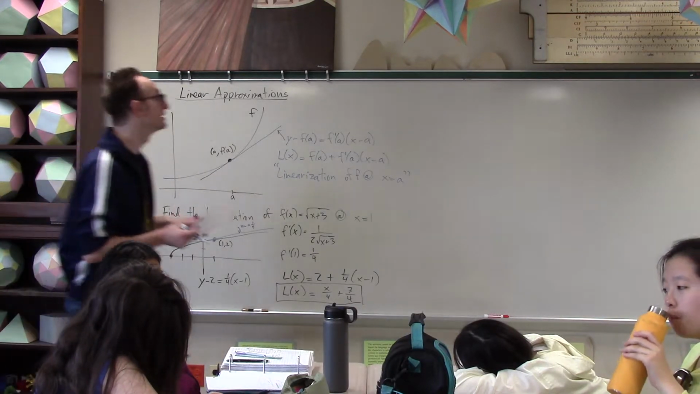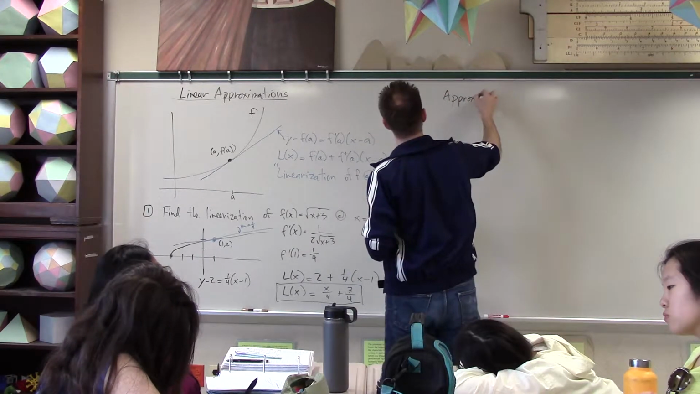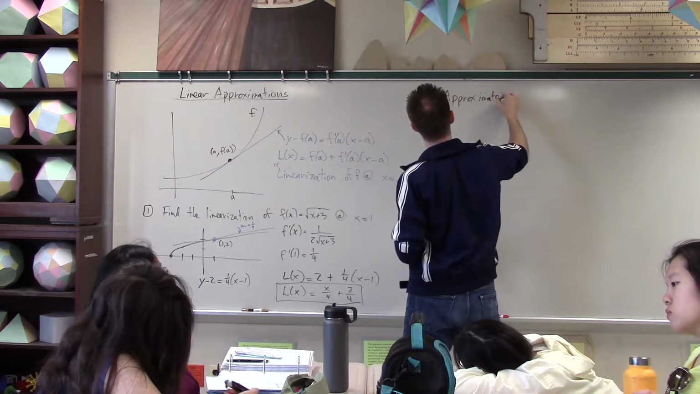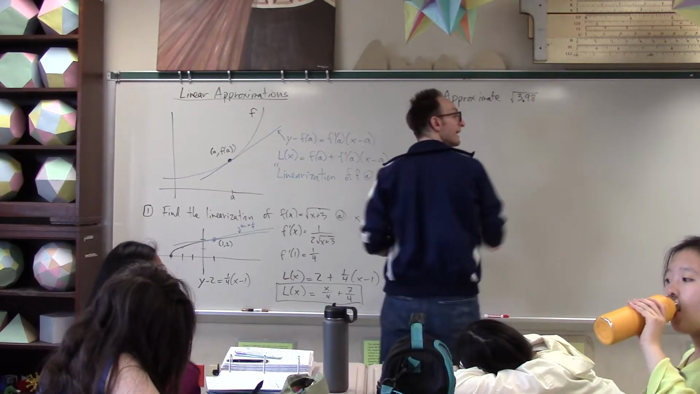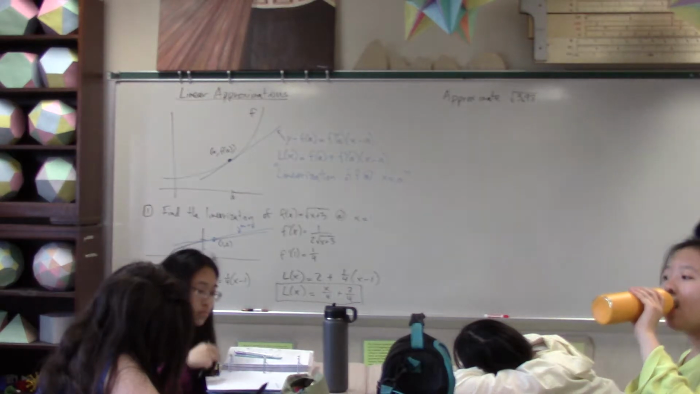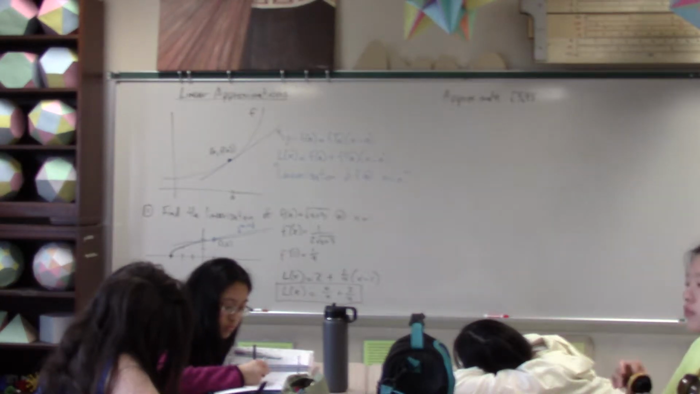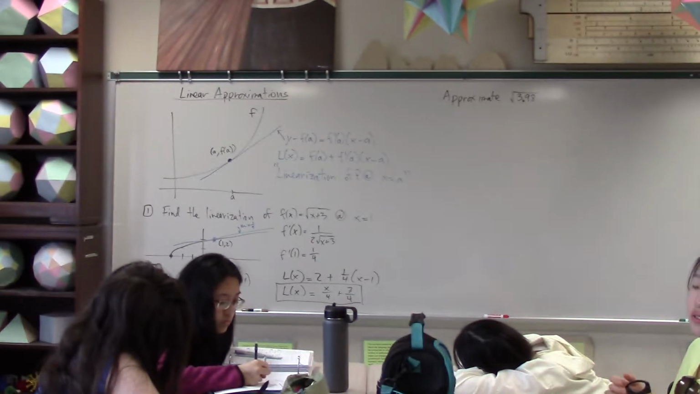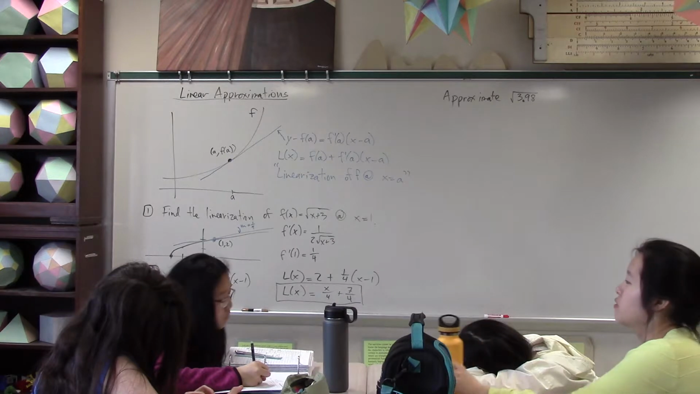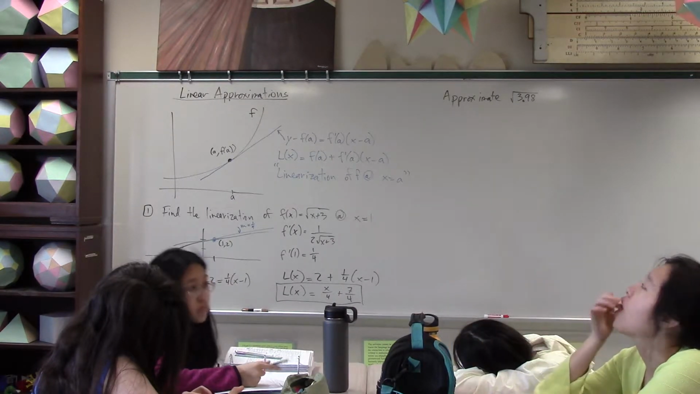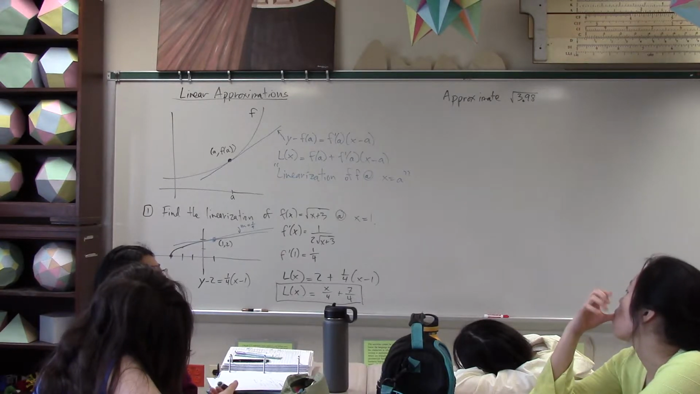For example, suppose that you wanted an approximation of the square root of 3.98. Now imagine you're in a world where you do not have a calculator, and you are some sort of engineer from the 17th century, and you need a really, really good approximation for the square root of 3.98 for some kind of reason, like you're building a bridge. How would you do this?